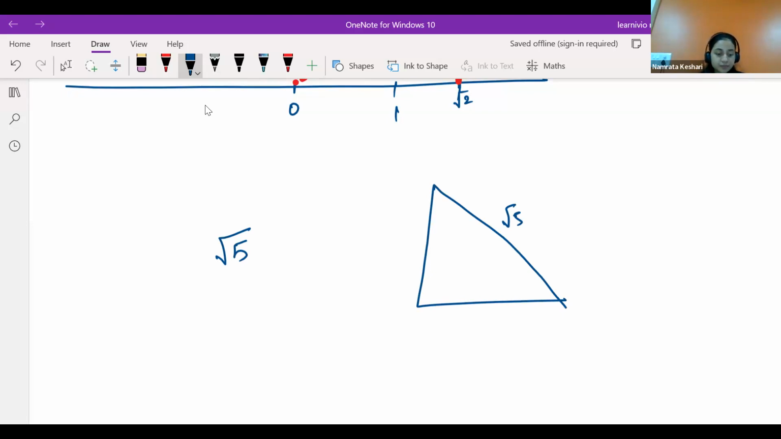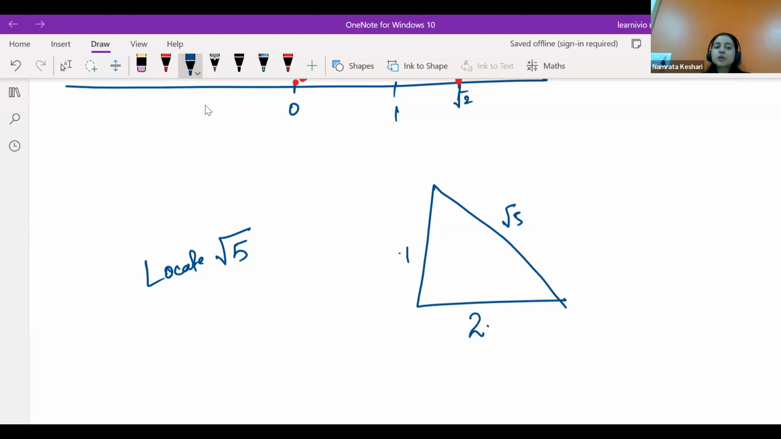Ma'am, can you repeat the question again? I said that now we are going to locate root 5 on the number line. It's an irrational number, right? Yes, ma'am. How will we do so? We can take the perpendicular as 1 and we can take the base as 2.